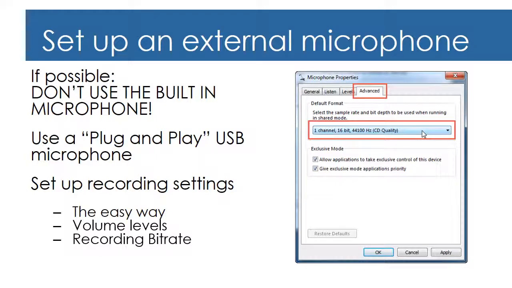Lastly, we're going to change the recording bit rate. When you're done setting the microphone levels for your microphone, click the Advanced tab. You'll see a drop-down menu. You want to change whatever's in the drop-down menu to CD quality or DVD quality. Then click the OK button and then close out any windows that remain.